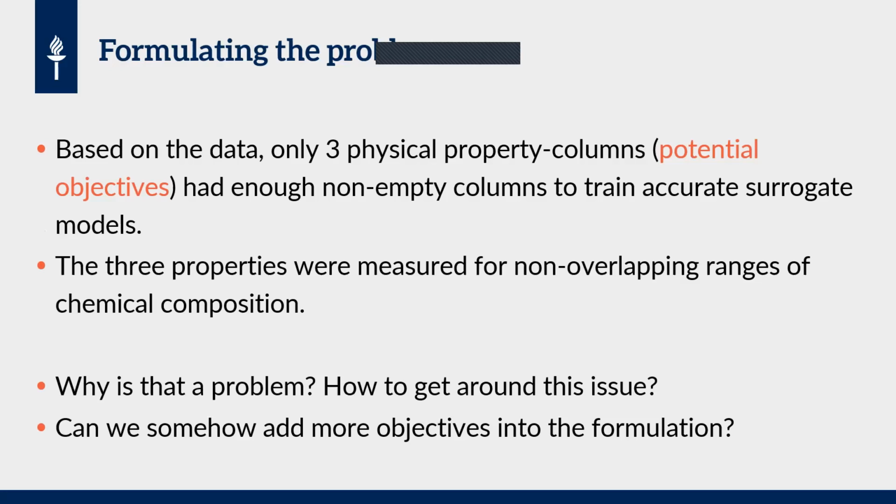As for formulating the problem, I mentioned that we had about 750 rows, out of which only 3 of them, I think, had enough non-empty cells for the physical properties that we can actually train surrogate models based on those values. So we can extract at least 3 objectives out of this data. We started out with 30 physical properties, but ended up at 3.